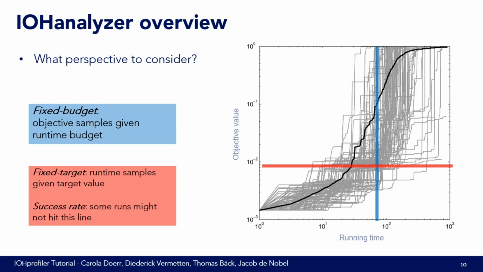But here you get some questions that start to show up regarding how do you actually do the aggregation across a certain target value, because you might have some runs that do not even reach this line. So just taking an average here is skewing your data in some way. So depending on what kind of aggregation you're using or what kind of perspective you're looking at your data with, you get different questions that you need to answer when visualizing your performance.